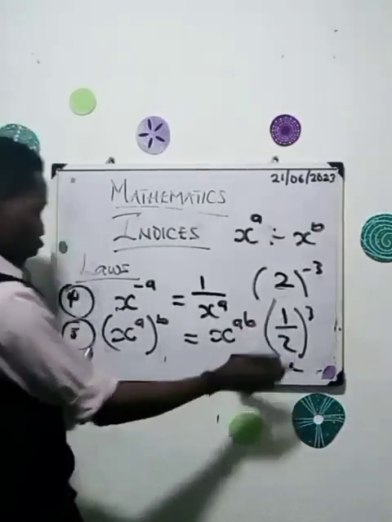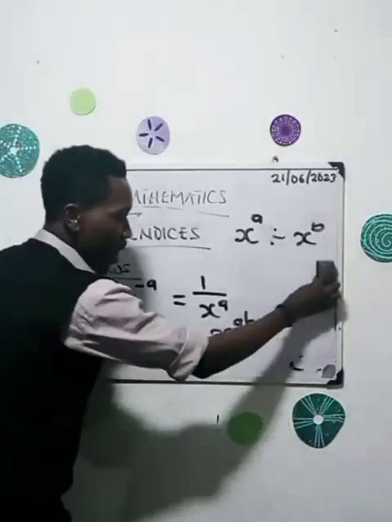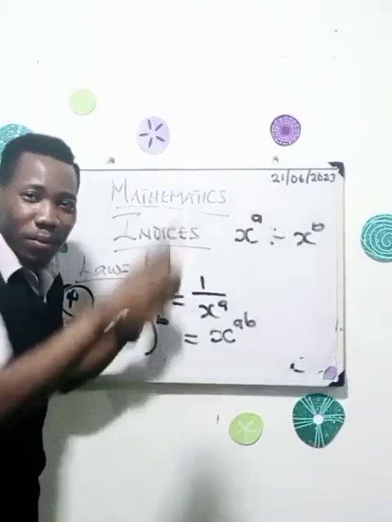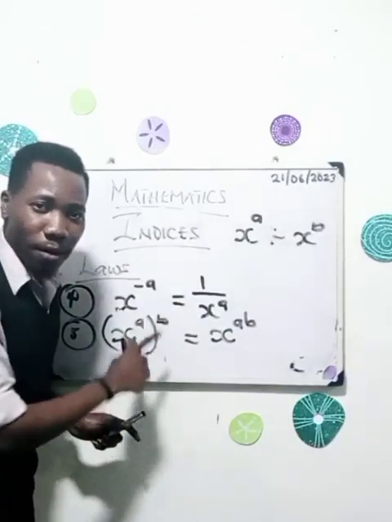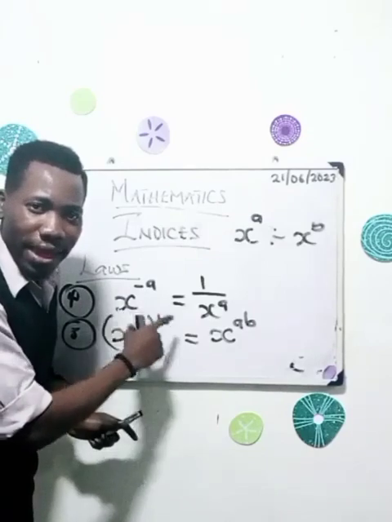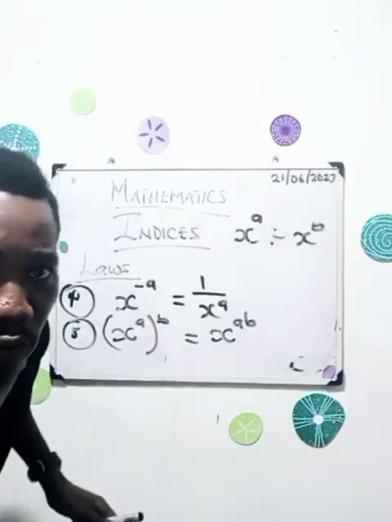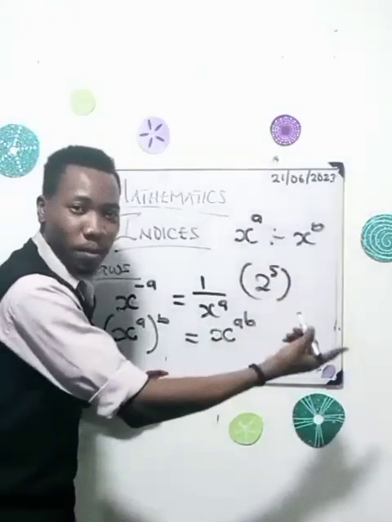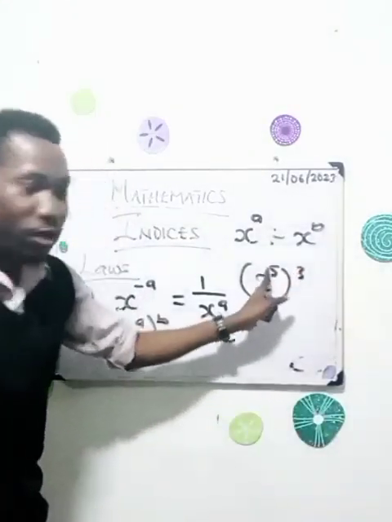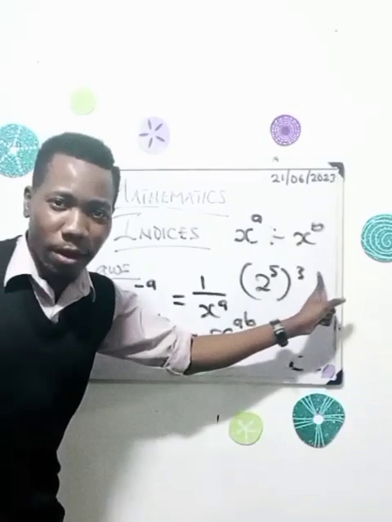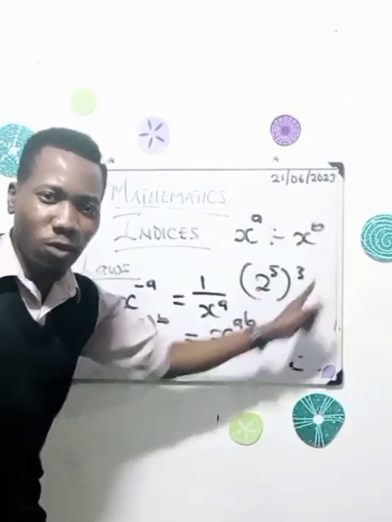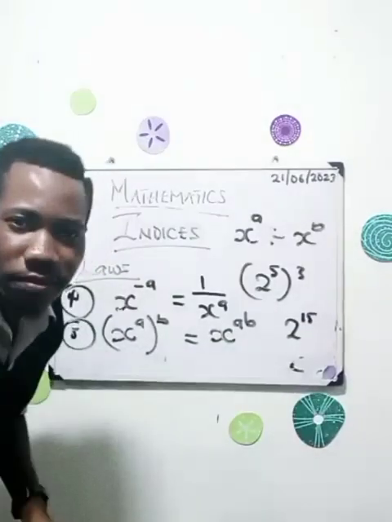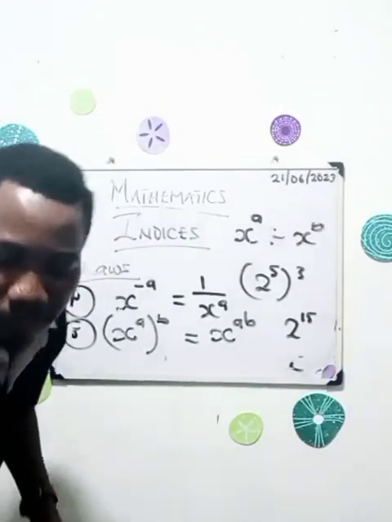Then rule number 5. Rule number 5 says when you have a number raised to any power in a bracket raised to another power, those two powers will multiply each other. For example, 2 raised to power 5, bracket close, raised to the power of 3. Now this power 5 will multiply this power 3. And 5 times 3 is what? 15. So you are going to have 2 raised to power 15. I hope we are following.